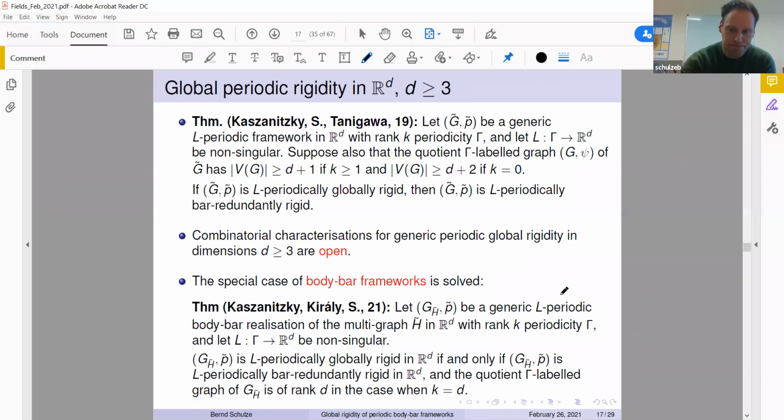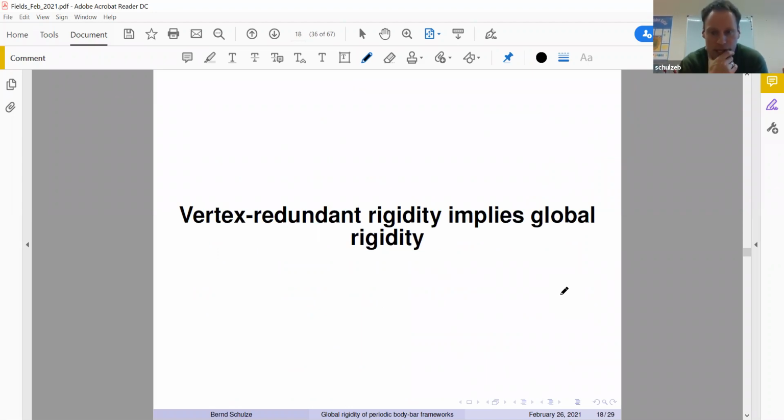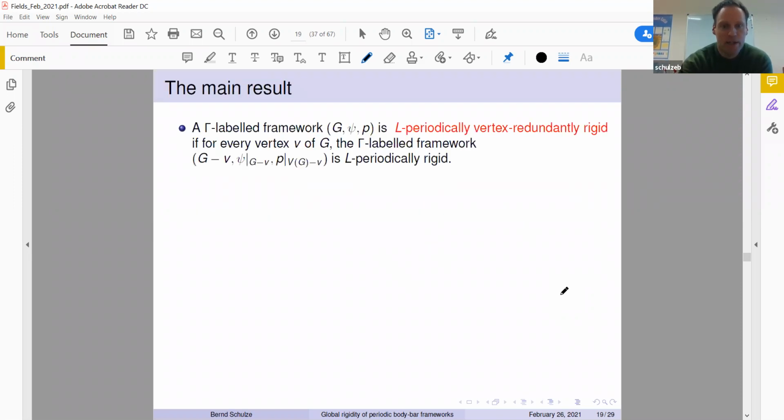And the way we proved it is different from Bob, Tibor, and Walter. Instead, we used an idea that Kaszanitzy came up with recently, who observed that vertex-redundant rigidity implies global rigidity generically in all dimensions for finite frameworks. And so our idea was to adapt that result to the periodic setting and then use that to prove this result about periodic body-bar frameworks. So let me explain this result. And this really is the main result, because the result about body-bar frameworks follows as a simple corollary of this vertex-redundant rigidity result.